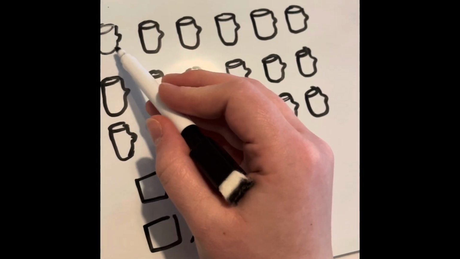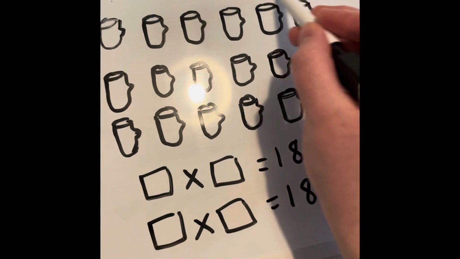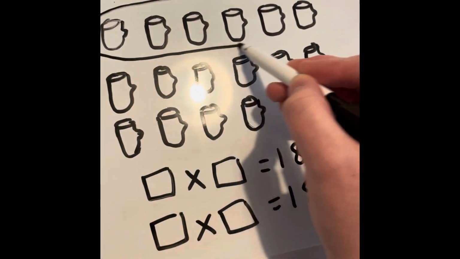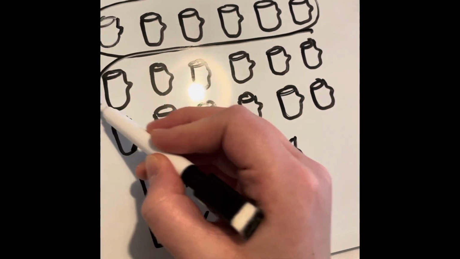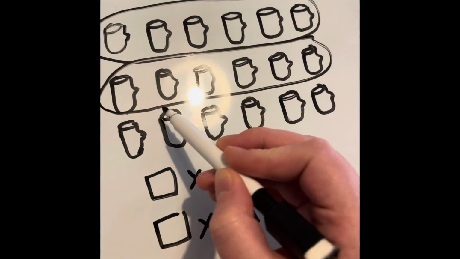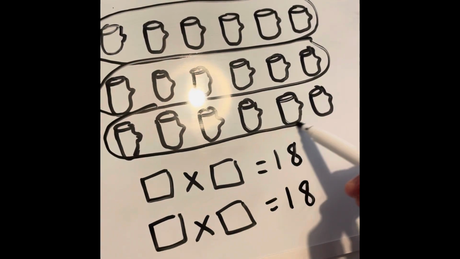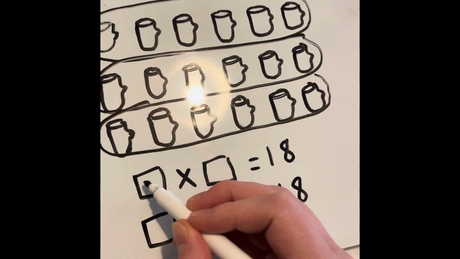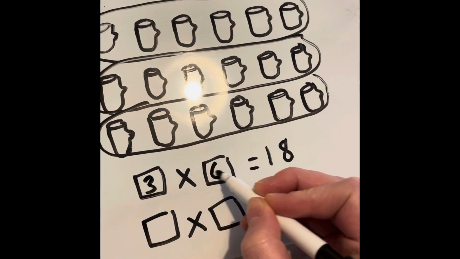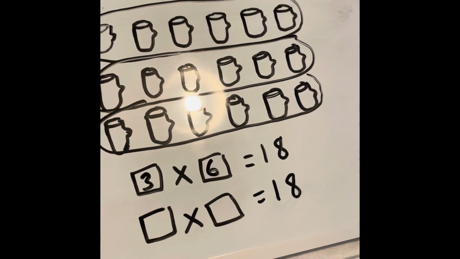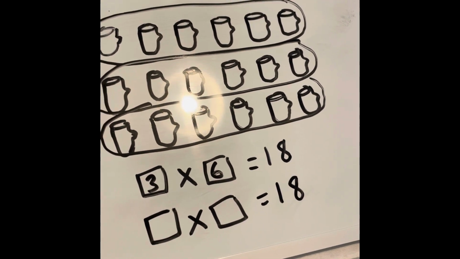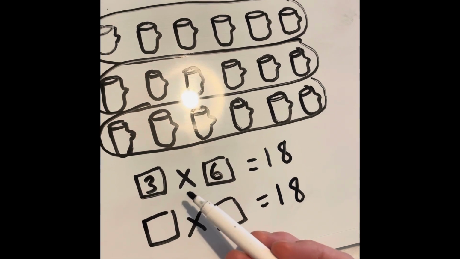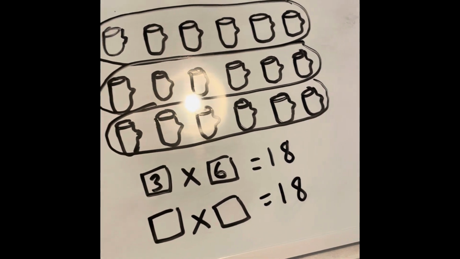So first of all, I'm going to split them into groups of 6. 1, 2, 3, 4, 5, 6. There they are in a group. 1 group of 6. 2 groups of 6. And 3 groups of 6. So I'm going to write that in. 3 times 6 is 18. So 3 groups of 6 equals 18. And that's your 3 times table. So 3 times 6 is 18.